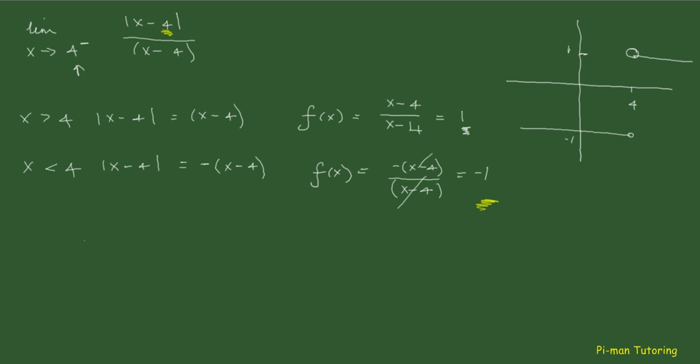And if you like, you can check your answer by feeding in x equals something very, very close to the value of 4 coming from the negative direction, and you'll get something very, very close to negative 1.